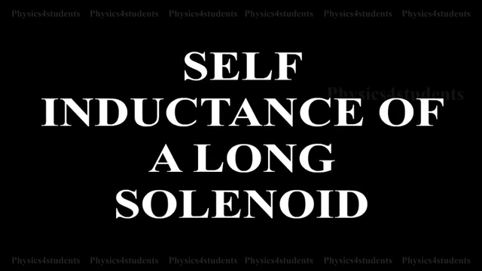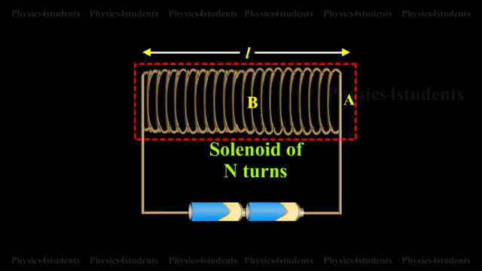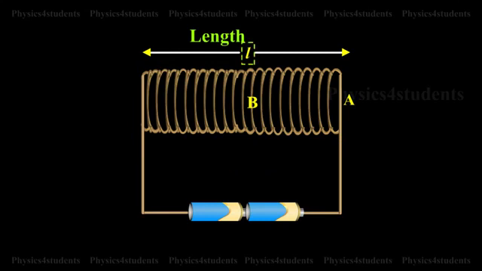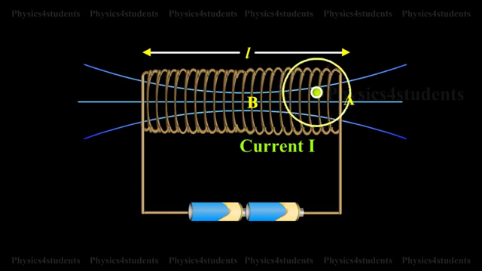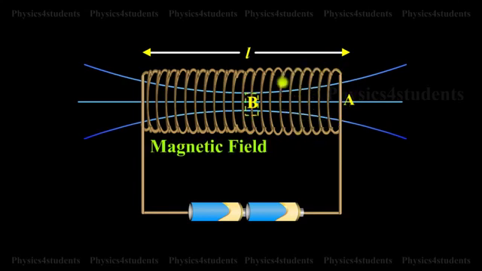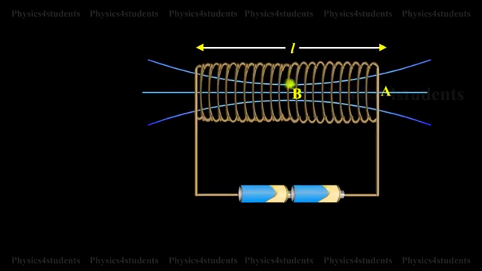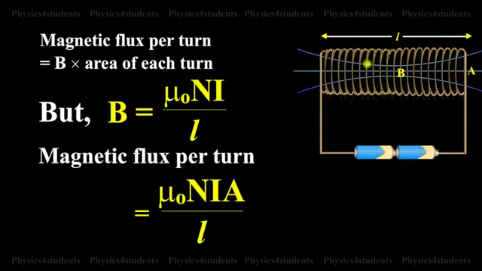Self-inductance of a long solenoid. Let us consider a solenoid of N turns with length l and area of cross-section A. It carries a current I. If B is the magnetic field at any point inside the solenoid, then magnetic flux per turn is equal to B into area of each turn.